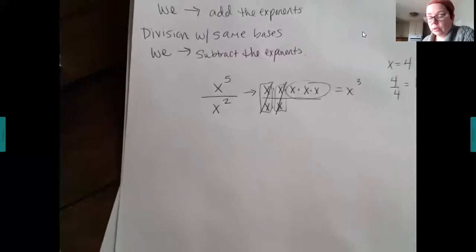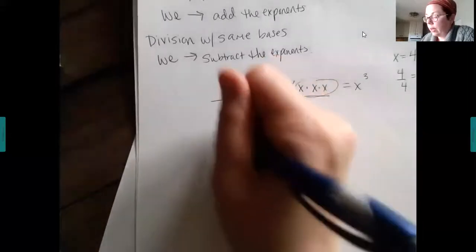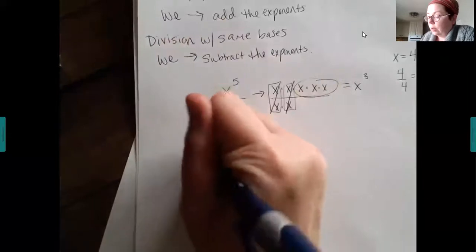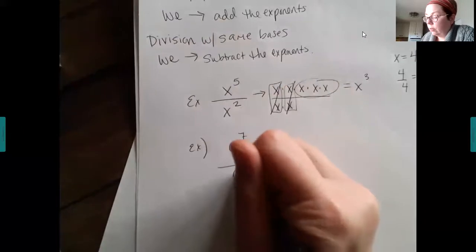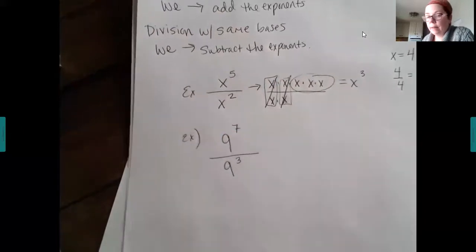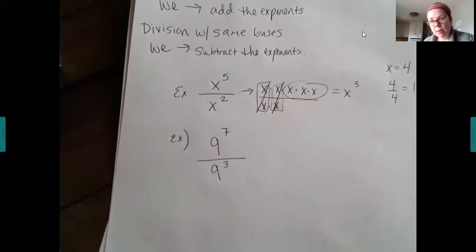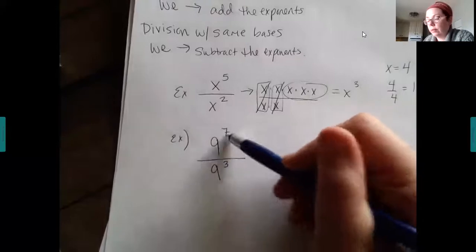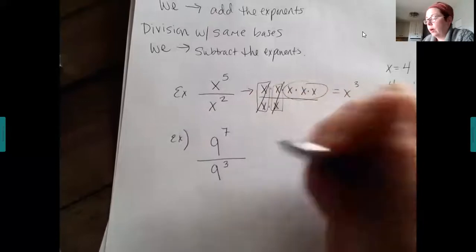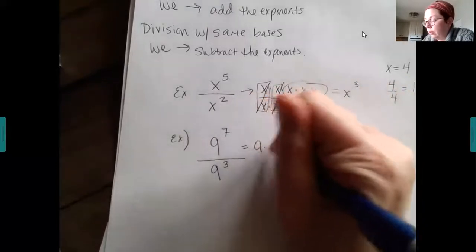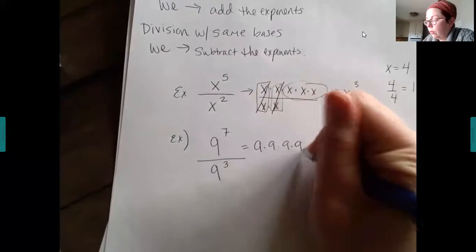We can do that with numbers as well, if numbers were the base. So if we had 9 to the power of 7 over 9 to the power of 3. Again, if we have the same base, we keep the same base. We don't consider it 9 divided by 9, because what we're doing is we're reducing the variables, okay? Why I chose 7, I don't know, but let's do it. 1, 2, 3.